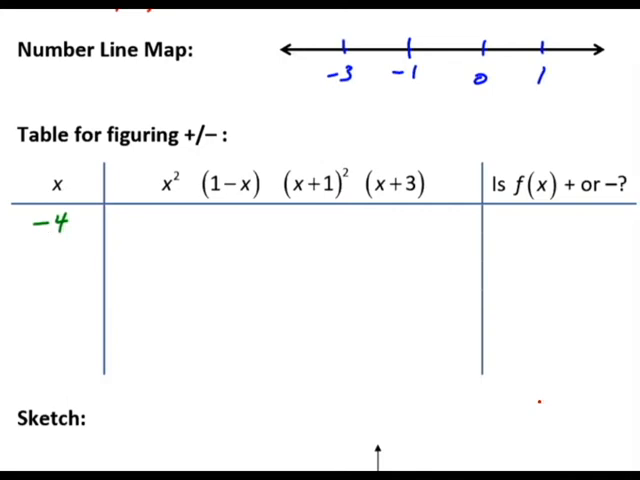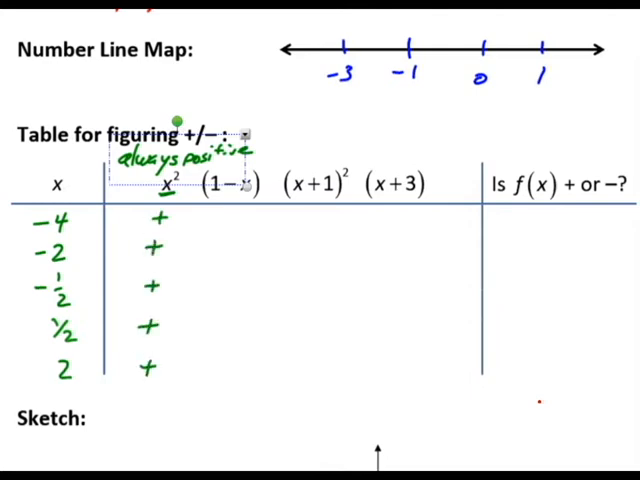We'll pick -4, -2. Here we're between -1 and 0, so we'll need -1/2, +1/2, and then 2. X squared is always positive. So anything squared generates a positive result. We can fill all of those in. Same thing with (x plus 1) squared. That will generate a positive number.